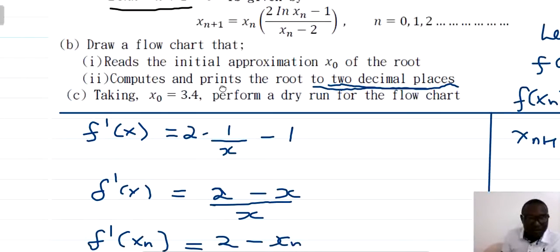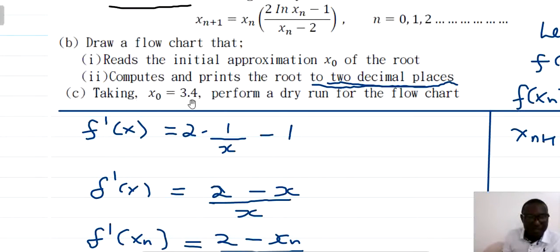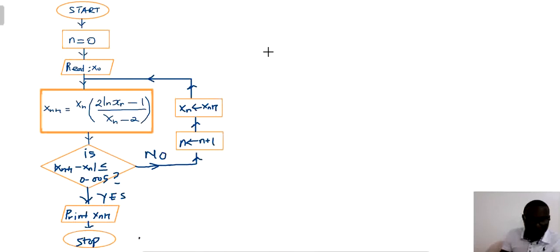We are going to the next part, that's part C, taking x naught, the initial approximation, to be 3.4. They need us to perform a dry run. All right, so I'm going to have my table here. X naught is equal to 3.4. So let us start. We shall start with the values of n, and n is assigned 0.